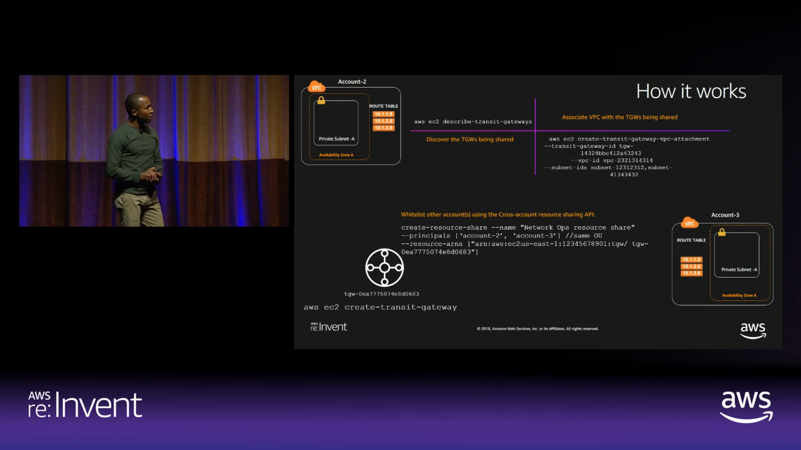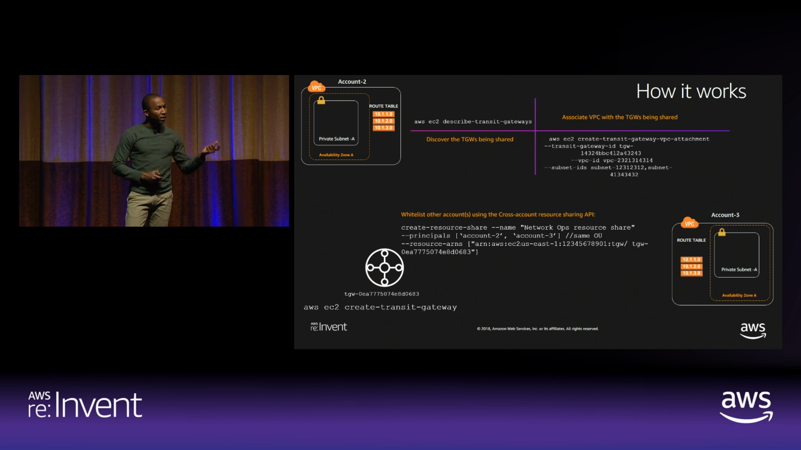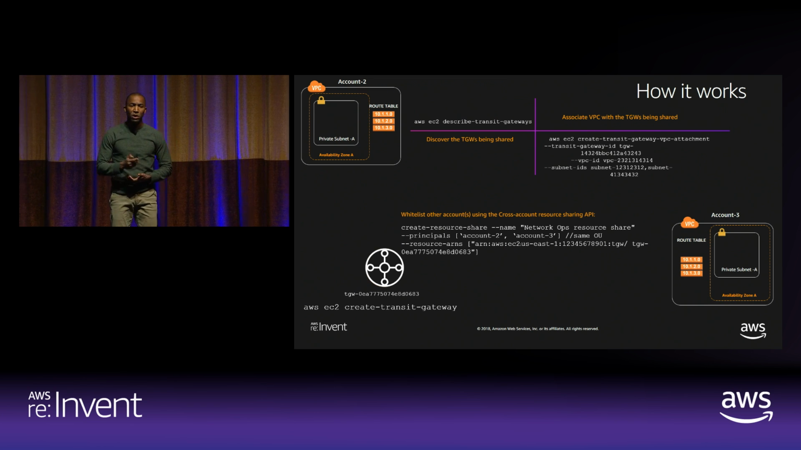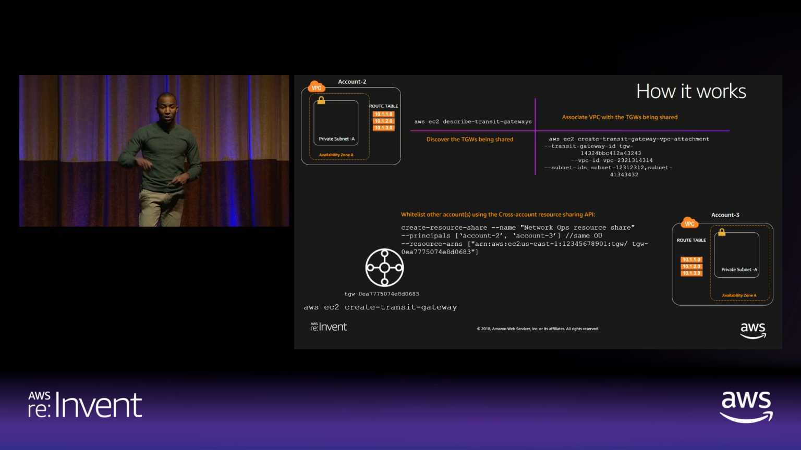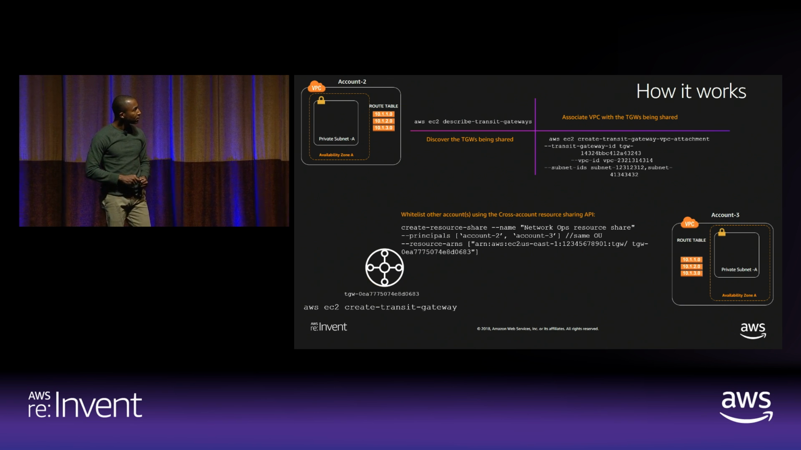Once you've actually shared your transit gateway, accounts that you've shared it with can discover the transit gateway and basically associate their VPCs with the transit gateway, which means that once that association is finished, they can then add routes to their route table to get to other VPCs through the transit gateway. And I'll show you what that looks like in a second.